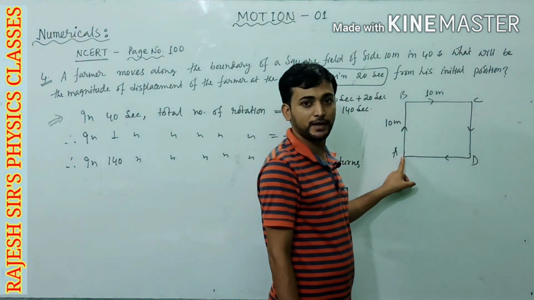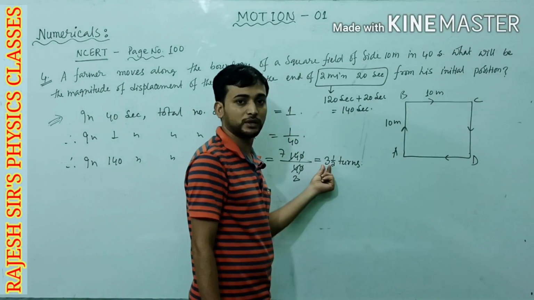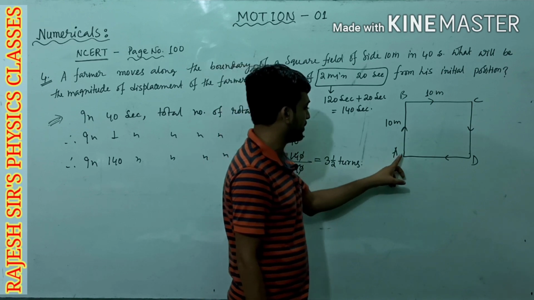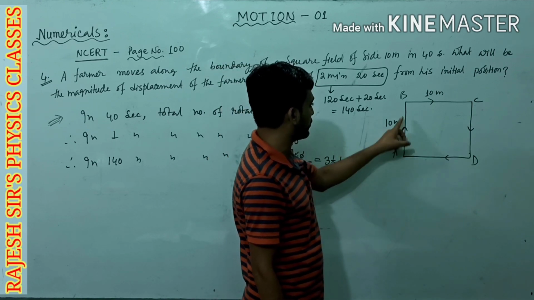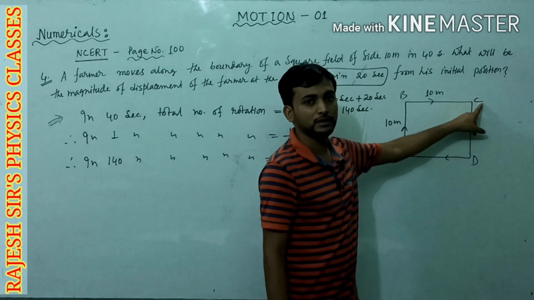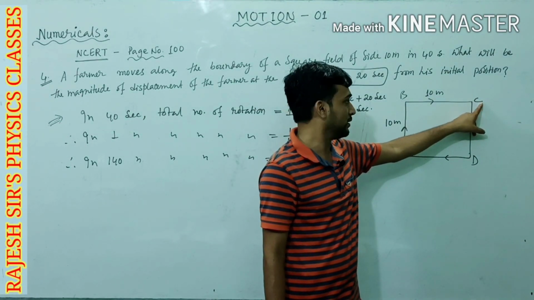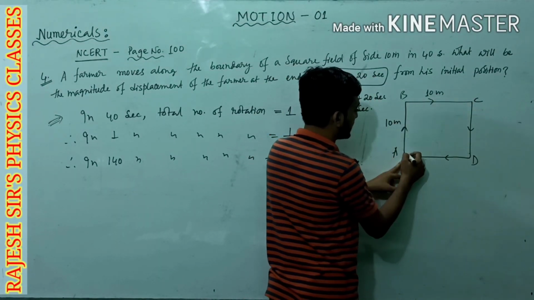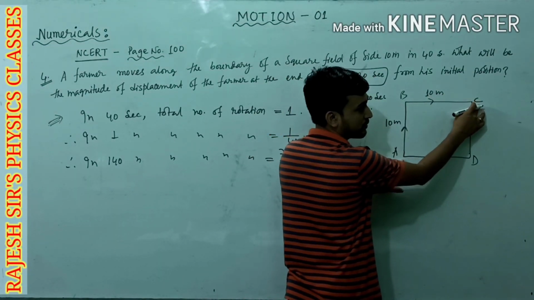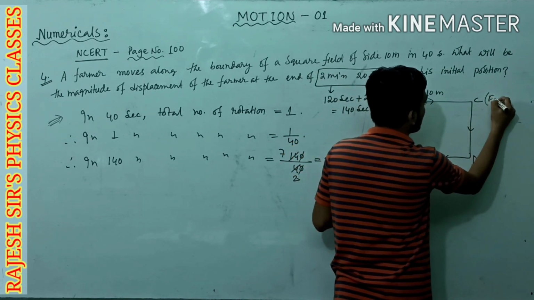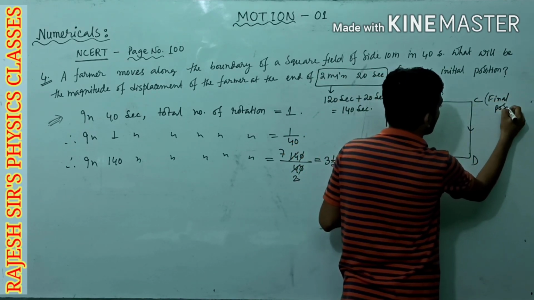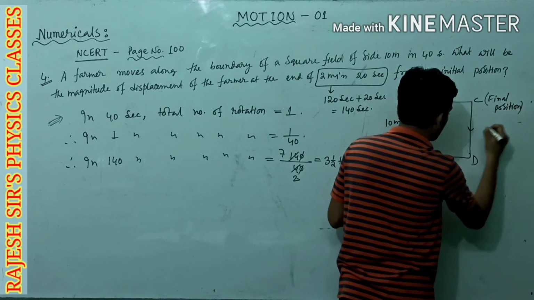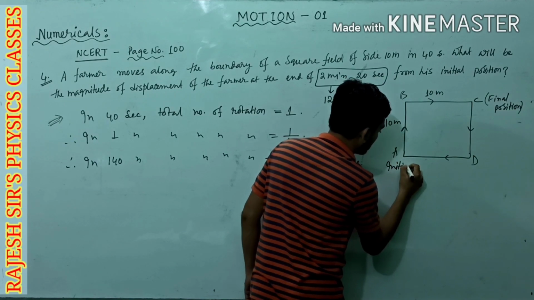Means after 3 complete journeys along the perimeter of the square field, the farmer will be coming at the starting point A. So 3 rotations gone, and remaining half turn, what will happen? The farmer will go from A to B, and finally he will complete his journey after reaching the point C. Because if this is the complete journey, the half journey will be A to C. Understood? So this one will be the final position of the farmer at the end of 2 minutes 20 seconds. And this is the initial position.